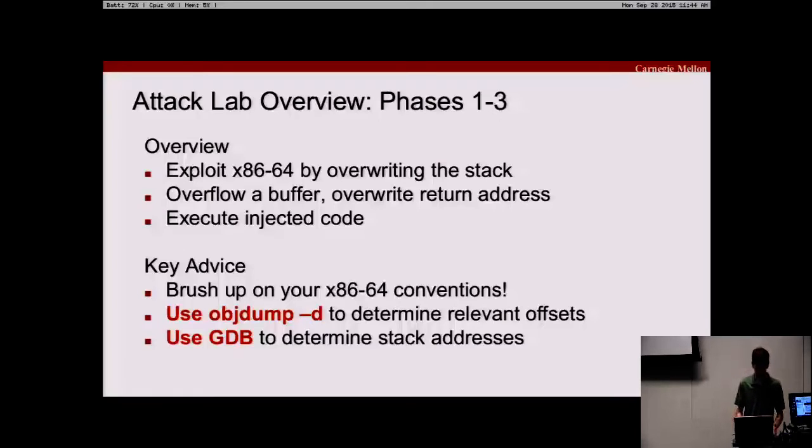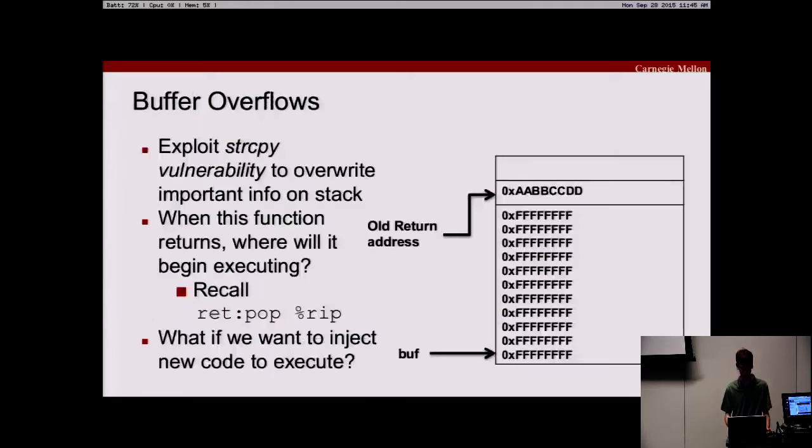Okay. So how are we going to do this? In the bomb lab, you learned how to use objdump with the -d flag to disassemble stuff. You learned how to use GDB to look at stuff and figure out where the stack is being stored and what addresses things are going to be put on. You'll want to be using those again to figure out where exactly you need to be putting the code that you want to be running, and the return address.